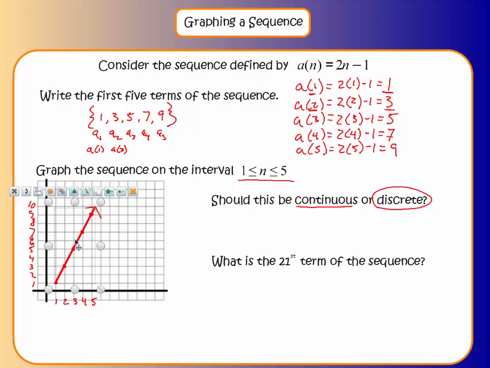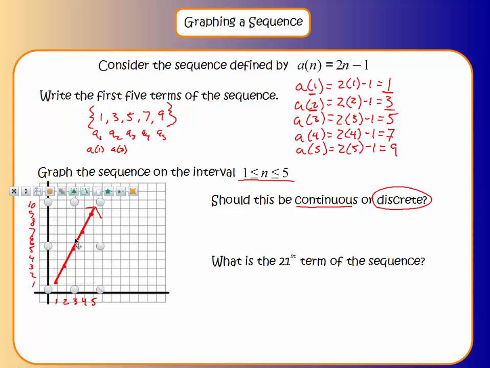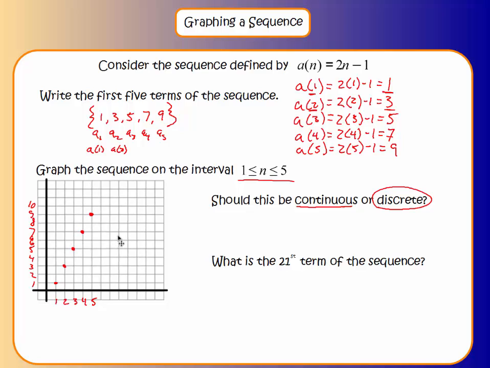So let me put this in and delete it. I can just move it out. Okay, so I don't want this to be all connected. I have to make sure what I'm doing makes sense with the function here, or the sequence in this case. Looks like I moved this a little bit off. There we go. Okay, so this is discrete.